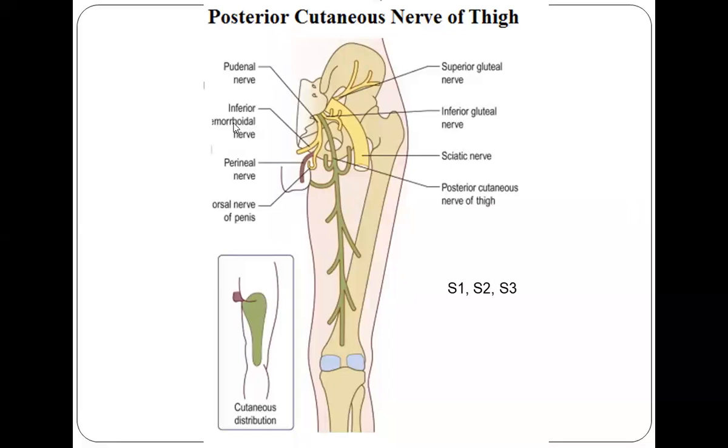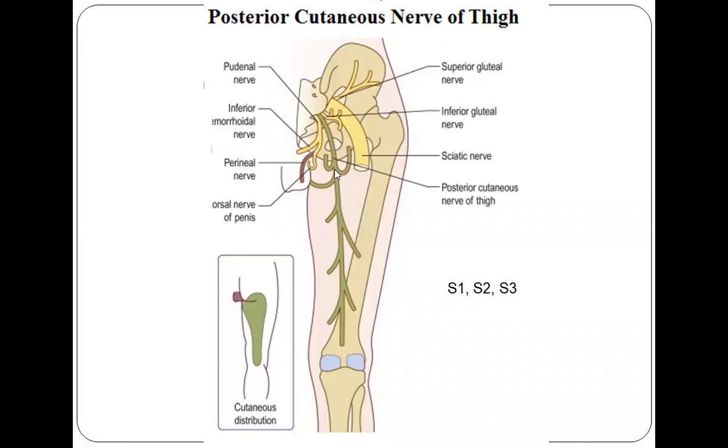Yes, now we'll look at the posterior cutaneous nerve of thigh. Though the word is cutaneous nerve, let's look at the course of the posterior cutaneous nerve of thigh, which is also called the posterior femoral cutaneous nerve. The root value is S1, S2, S3, and it is medial to the sciatic nerve.